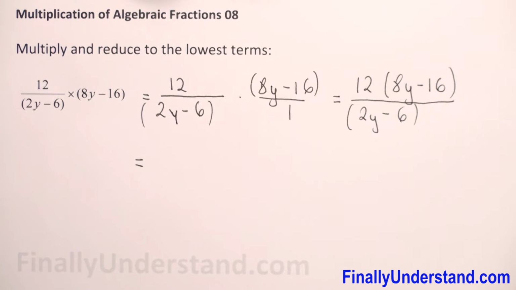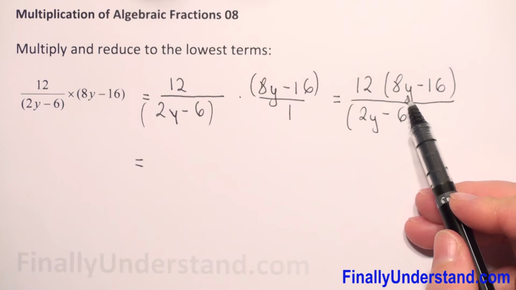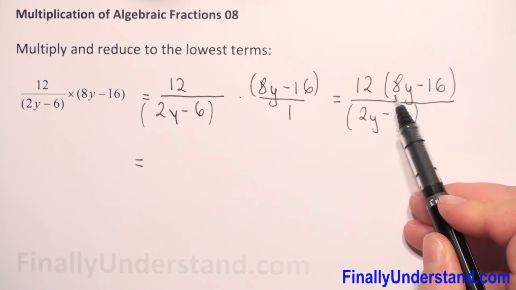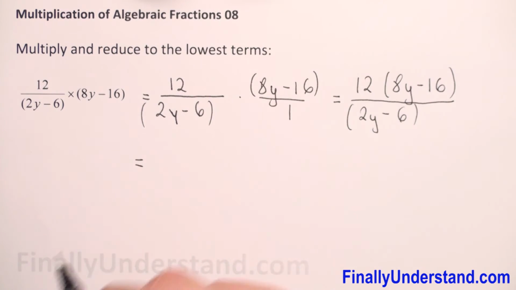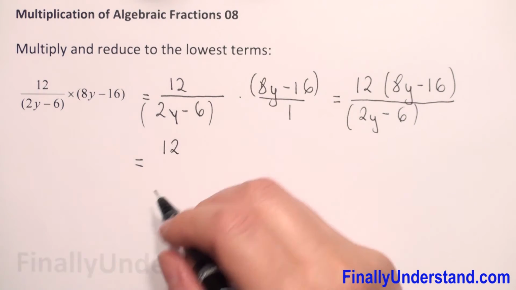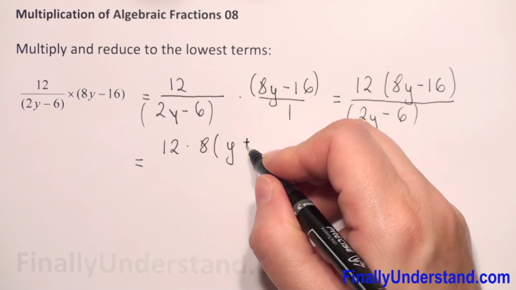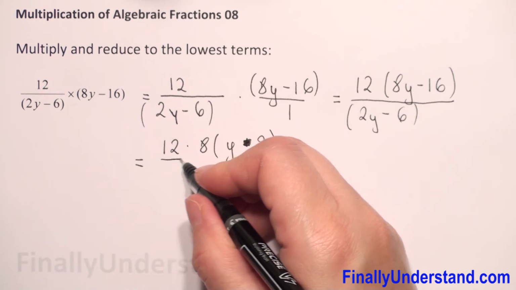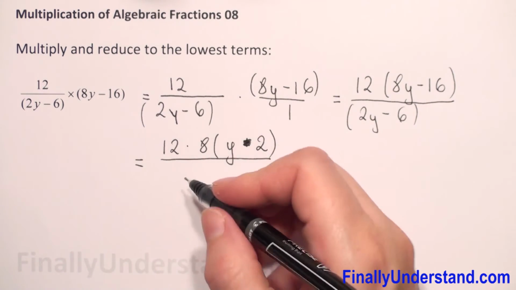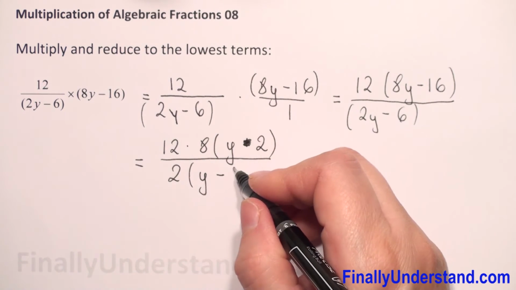Next step, because we have to reduce to the lowest terms, we can reduce only when we have multiplication. So first we have to factorize. We see that in the first parenthesis we have 8y minus 16. So the greatest common factor for 8y and 16 will be 8. So 12 we copy and we have times 8, and in parentheses will be y minus 2, and in the denominator we will factor out 2, so it will be y minus 3.